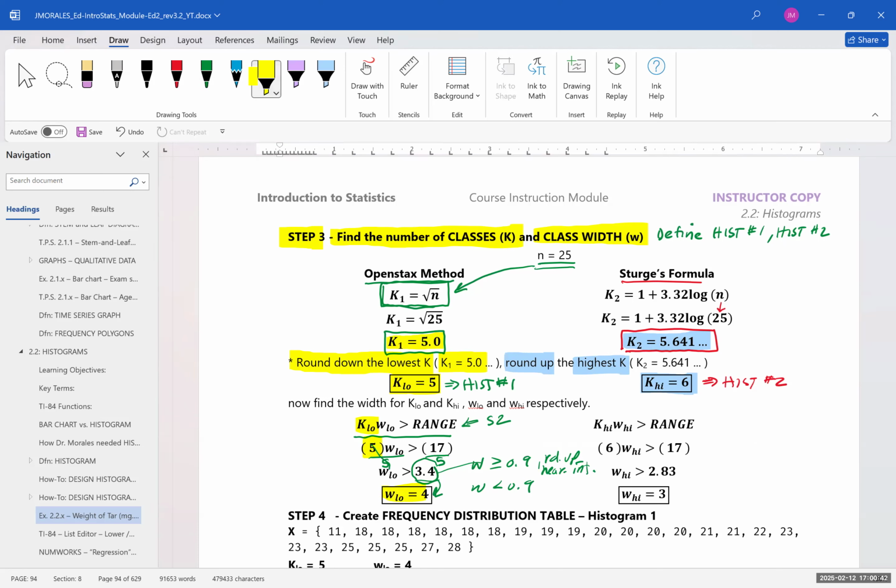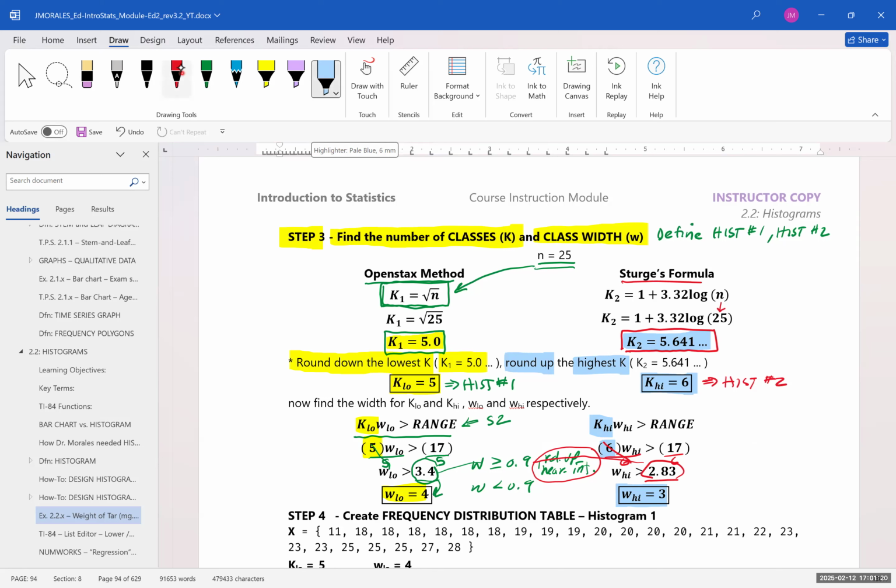Now let's calculate the width of each class for our second histogram. K high ends up being 6. The range is the same at 17. Divide both sides by 6, and these 6's cancel. And 17 divided by 6 is 2.83. 2.83 is definitely greater than 0.9, so we're just going to round up to the nearest integer. And so the width for 6 classes is going to be 3 for each class.